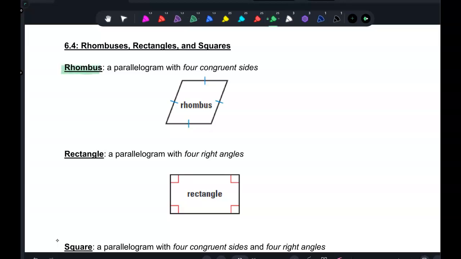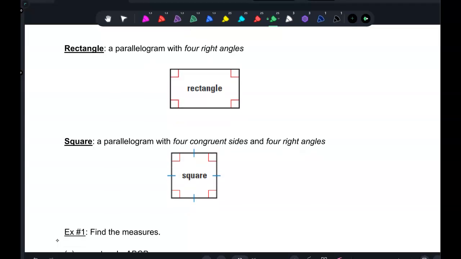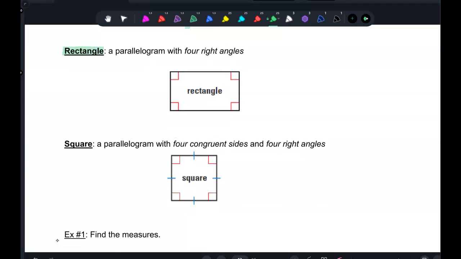This is a rhombus. So this is a parallelogram with 4 congruent sides. So you can see here, 1, 2, 3, 4. All the sides have to be congruent in order for it to be a rhombus. Rectangle. Okay, so this is a parallelogram with 4 right angles. So if we have a parallelogram and there are also 4 right angles, it has to be a rectangle.